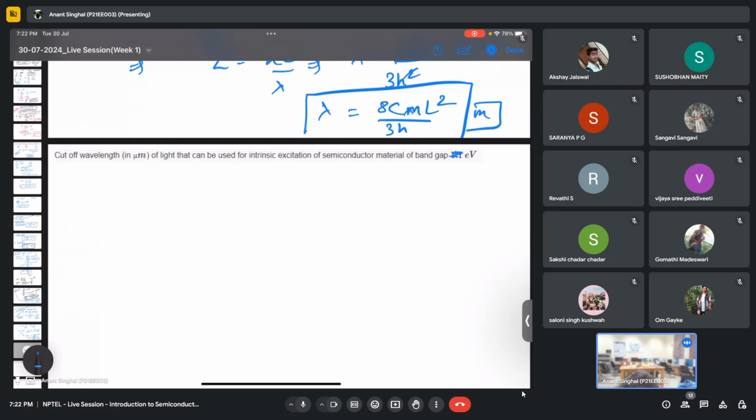So let's change the value even if it is there or not. Let's say this is 2.3 electron volts. We need to find the cutoff wavelength. The instructor has already given the direct formula to find it in electron volts. So this is nothing but the energy in electron volts, and this will come out in micrometers.